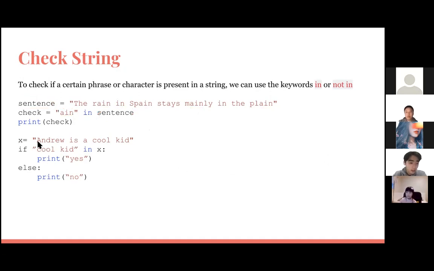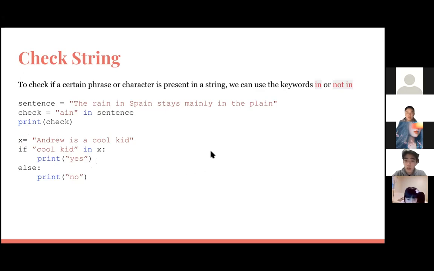Okay, so in this case, X is equal to "Andrew is a cool kid", and if "cool kid" is in X, so if these letters exist within X, then it would print yes. If it doesn't, then it would print no. So I think it's very logical, right? You're just checking if a certain combination of letters exists within a larger string.